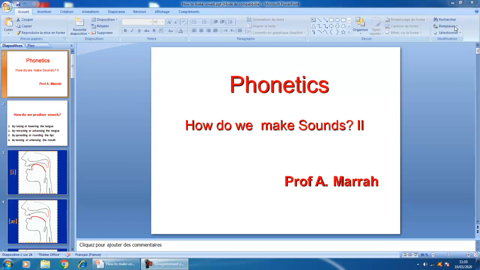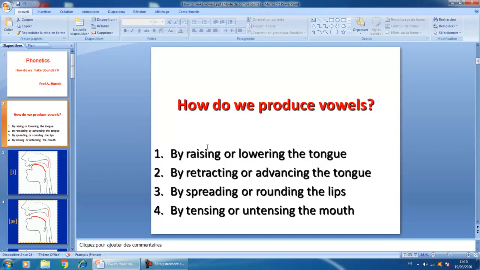Now the problem is, how do we make vowels? How do we produce vowels? We produce them by raising or lowering the tongue. Number 2, by retracting or advancing the tongue. 3, by spreading or rounding the lips. 4, by tensing or untensing the mouth. And according to these different positions, we can get different kinds of vowels.